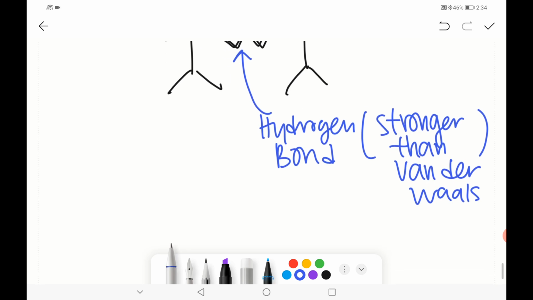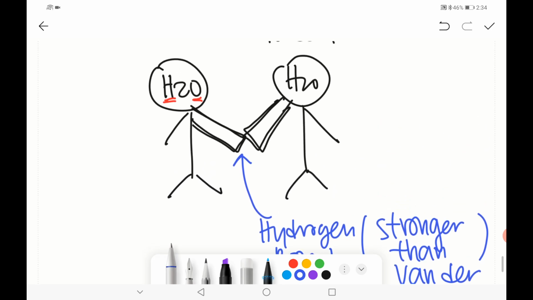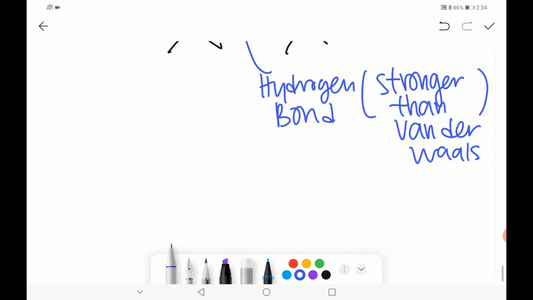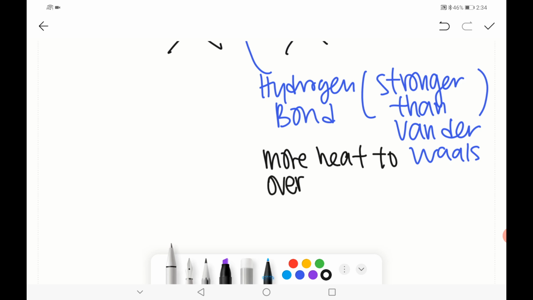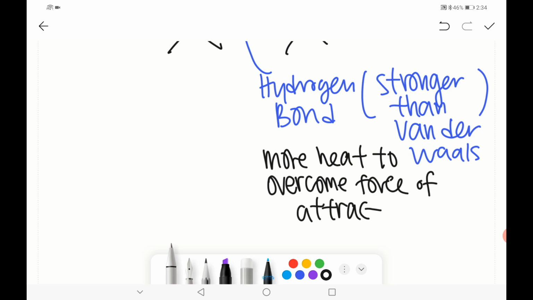So this hydrogen bond is stronger than van der Waals. When hydrogen bond is stronger, you definitely need more heat to overcome the force of attraction. Common sense: if the force is very strong, you need a lot of heat to break it. If the force is weak, you need very little heat to break it.